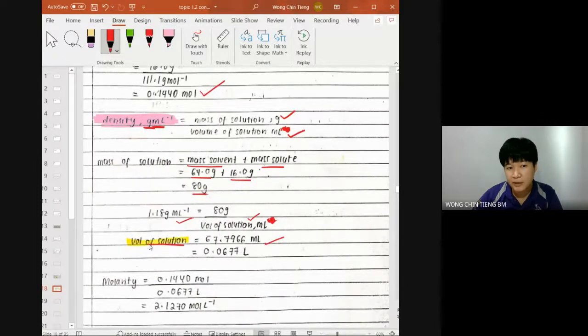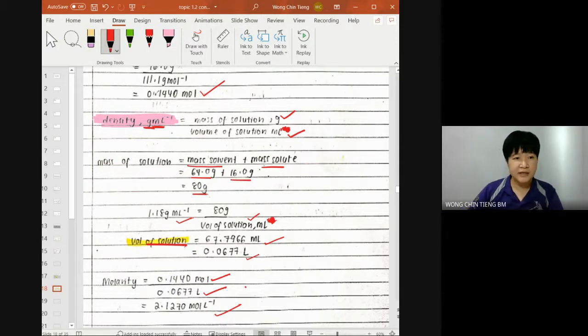Look at the way that your friend label. Highlight ni bukan saya punya tau. Highlight ni kawan kamu punya. And I love it. Conversion of the unit. Molarity formula dah ada kat atas. Tak perlu tulis balik. Mole per liter. Final answer. Very, very clean. And I love it.